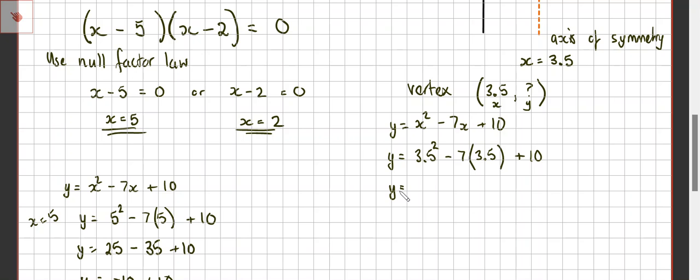12.25, minus... can you do 7 times 3.5? 24.5. Can you do 12.25, subtract 24.5, then add 10? On the board, look: 12.25, subtract 24.5, then add 10.